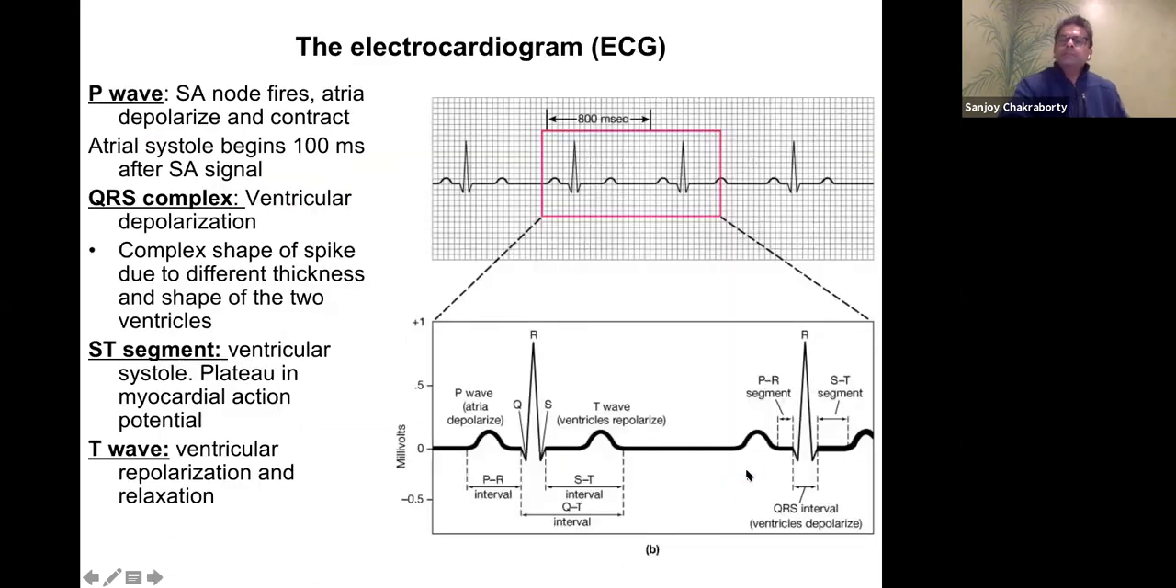But your heart is beating after every approximately 800 milliseconds, if we assume our heart rate is 75. In 1 minute, meaning 60 seconds, that is 60,000 milliseconds. So if you divide 60,000 milliseconds by 75, you'll get approximately 800 milliseconds. So 800 milliseconds is between two heartbeats. So one heartbeat right here, and the second heartbeat will be the beginning of the next cycle or the next ECG.